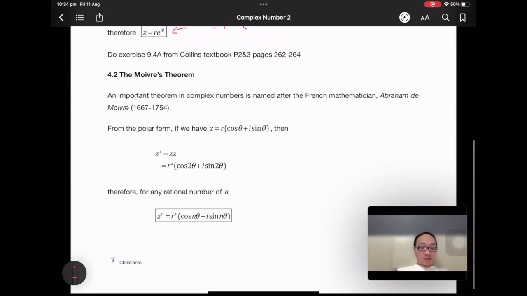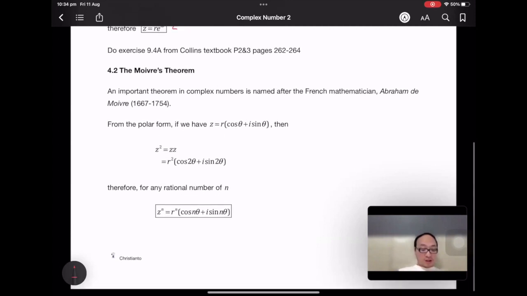Next is de Moivre's theorem. This theorem is quite important for solving complex number algebra, using the method founded by the French mathematician Abraham de Moivre.